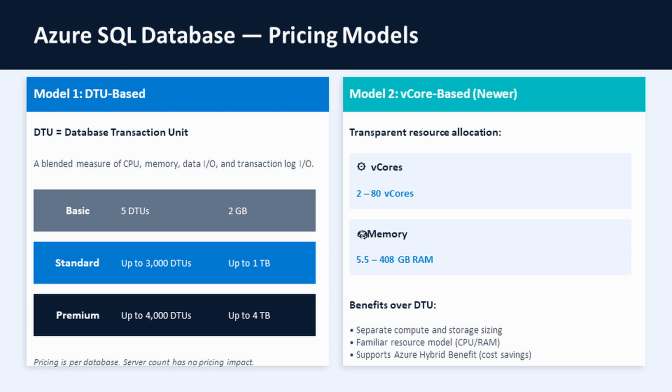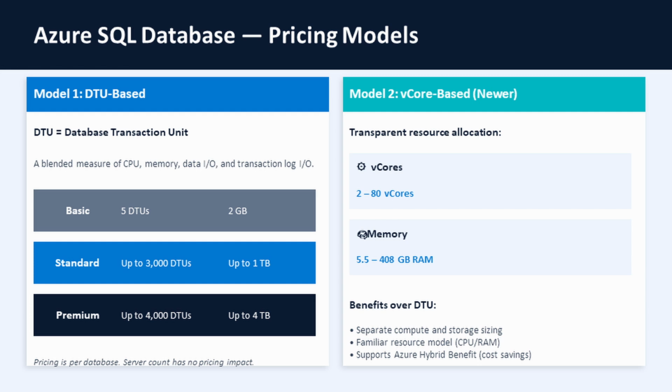The second model is the vCore-based model, which Microsoft introduced more recently to address the complexity of the DTU model. In this model, you simply choose how many virtual CPU cores you need, anywhere from 2 to 80, and the memory scales proportionally from 5.5 GB up to 408 GB. This feels much more familiar to anyone who has sized a server before.